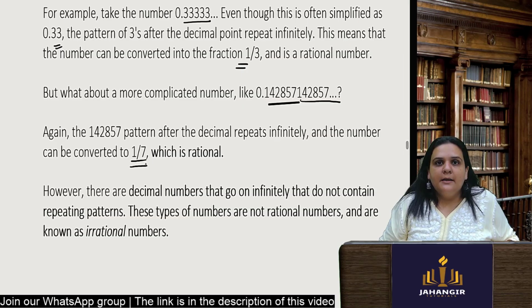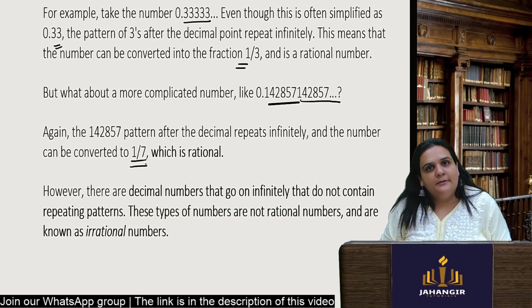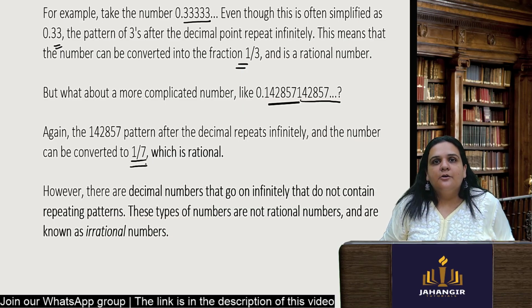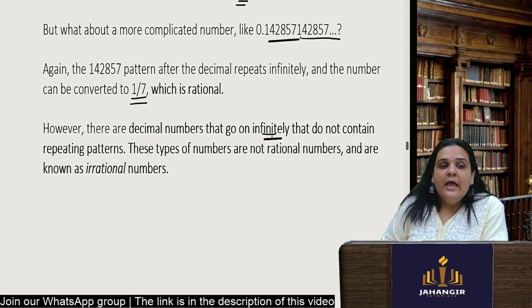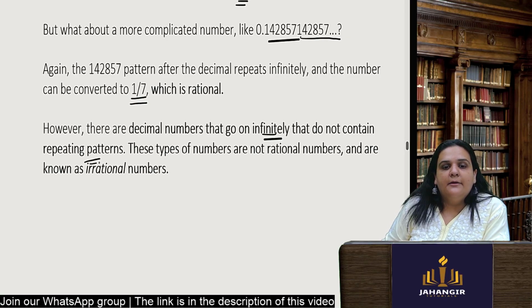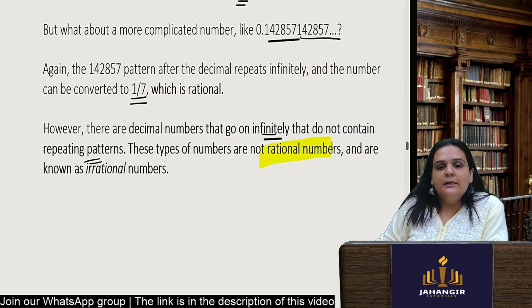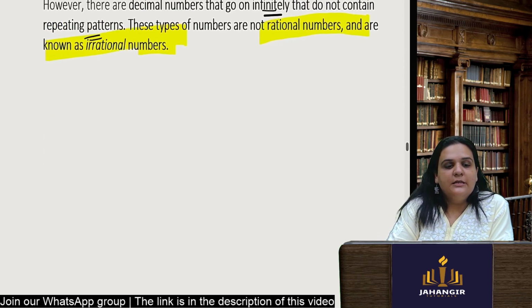So any terminating decimal number is a rational number. If it is not terminating but having the same series or repeating patterns in decimals, again it is a rational number. Why? Because they can be converted into fractions. However, there are certain decimal numbers that go on infinitely and they do not contain any repeating patterns. Then they are not rational numbers, but they are irrational numbers. This is important. Okay, they are irrational numbers.